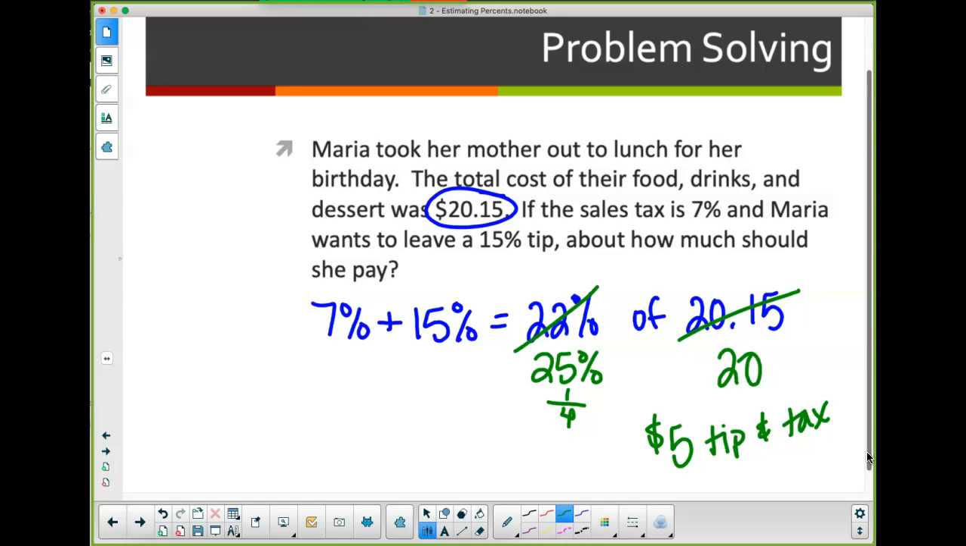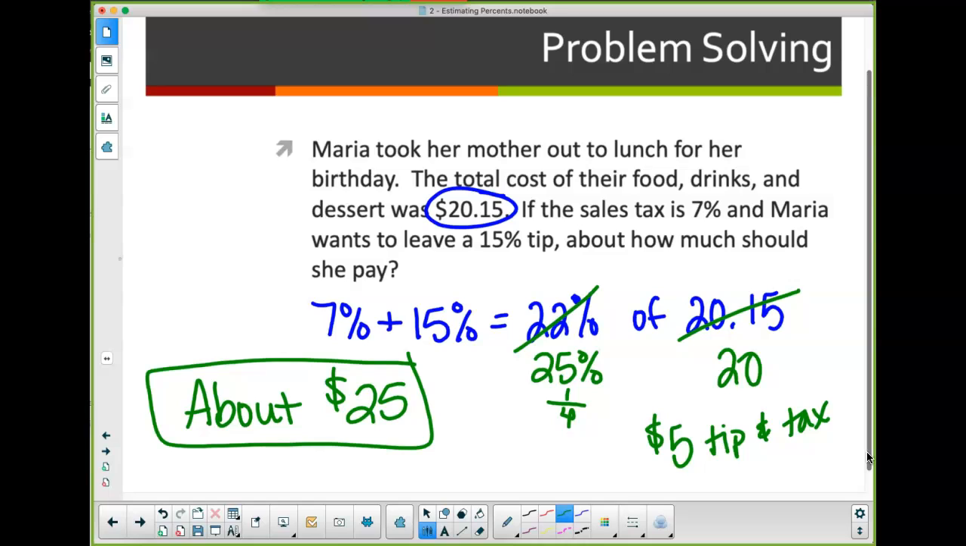Leave a 10 and call it good. No. How much should she leave? She has to pay the bill. She has to pay the tip and tax. So she should leave, Savannah? $25. About right around $25. $25 or $26 would cover everything. Okay? Would cover the tip and the tax and the bill.